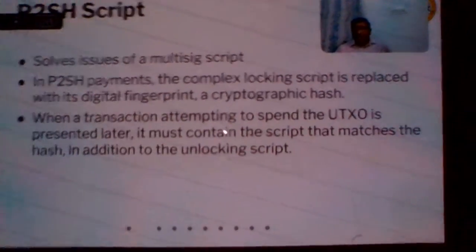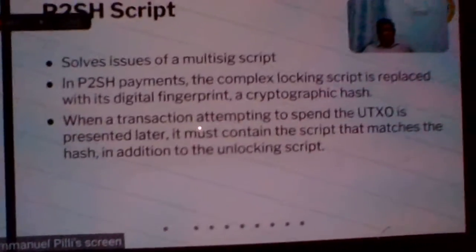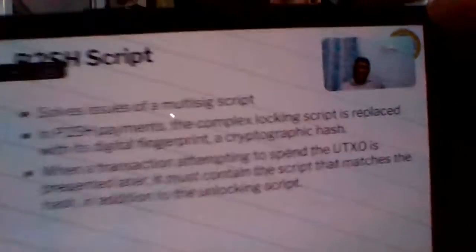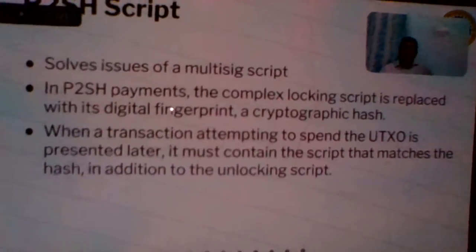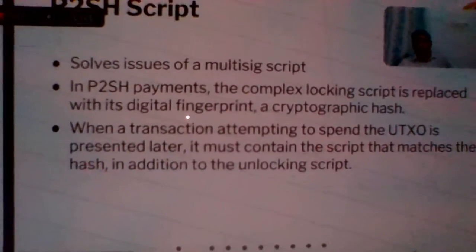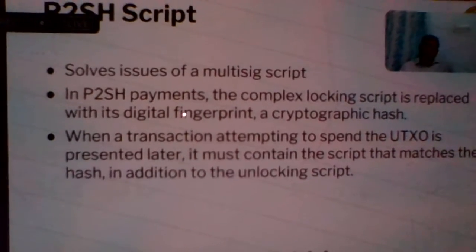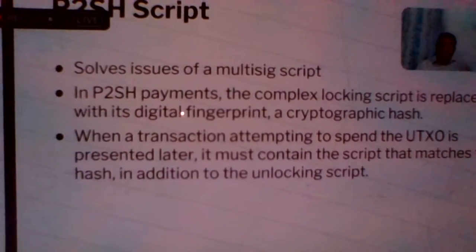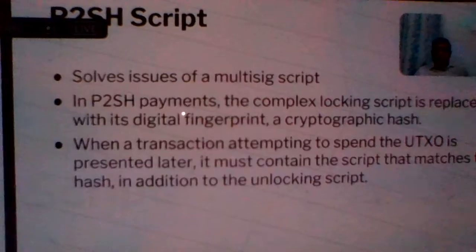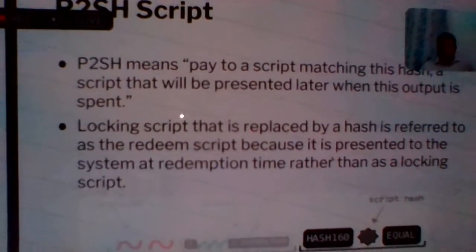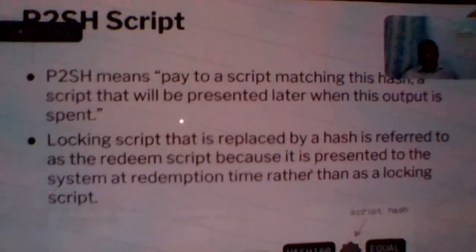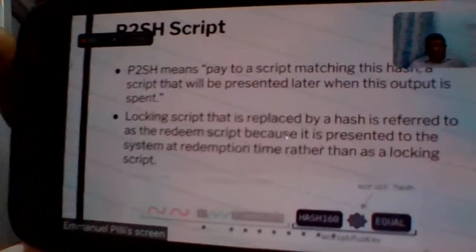So when a transaction attempting to spend the UTXO is presented later, it must contain the script that matches the hash, in addition to the unlocking script. The unlocking script is usually used to verify the addresses, but now you have to match the hash, right? The script should have something which matches the hash. So P2SH means pay to a script matching this hash, a script that will be present later when this output is spent.